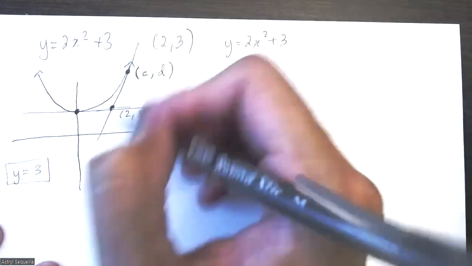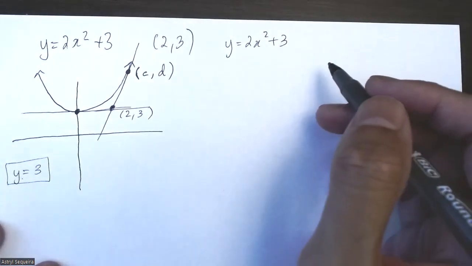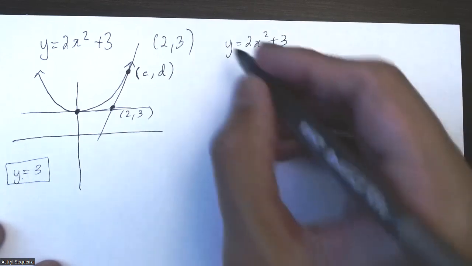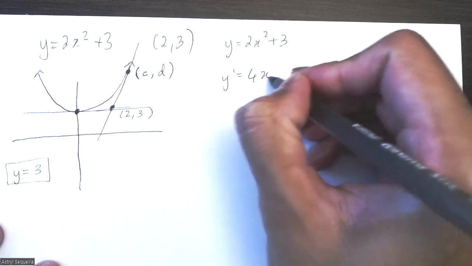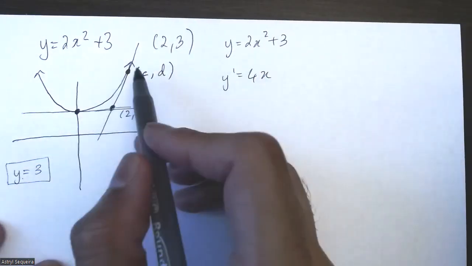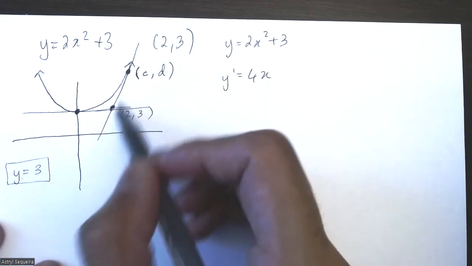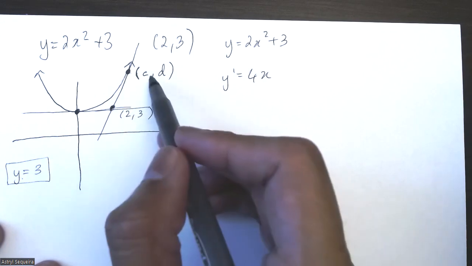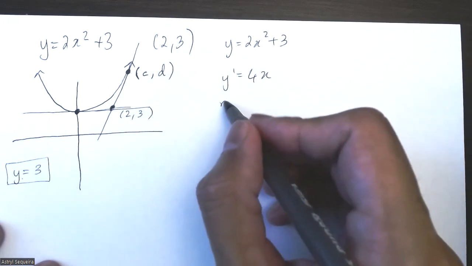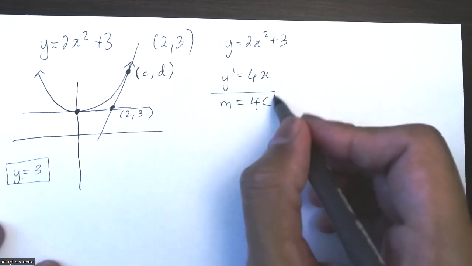I know that to find the equation of this tangent line, I just have to derive this equation. So if I derive this equation, I'll get y prime equals 4x. And then if I want to find the slope of this line here, let's specifically talk about just this one line. If I want to find the slope of this line, I need to sub the x value of this point in, which is c. So my slope of this line is just 4c.